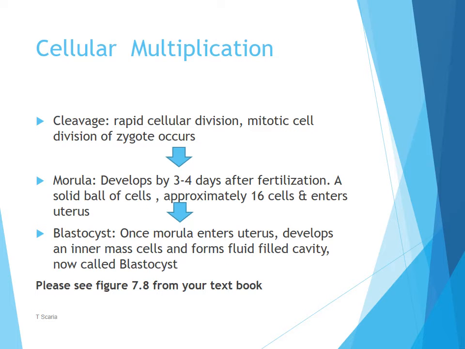Now what happens after fertilization? Cellular multiplication happens. The cleavage happens during this time. Rapid cellular division, mitotic cell division of the zygote occurs. And the zygote then becomes a morula. It is developed by 3 to 4 days after fertilization. Morula is a solid ball of approximately 16 cells, and enters the uterus.